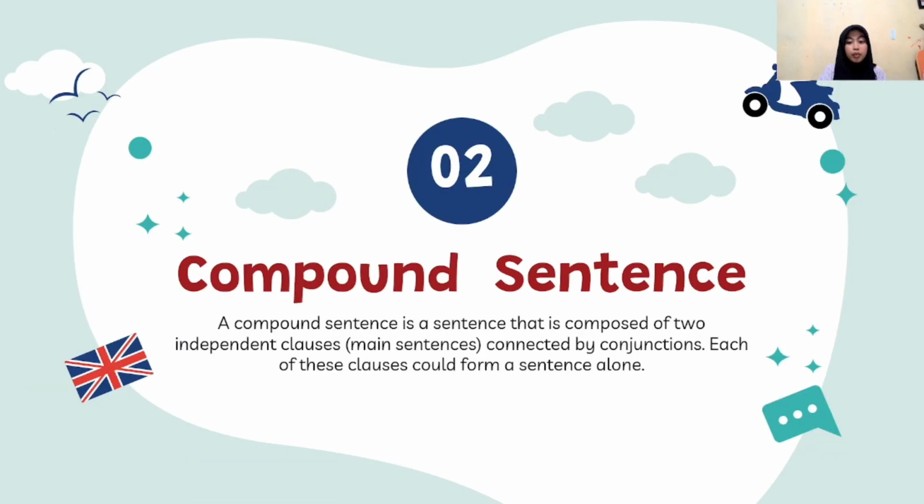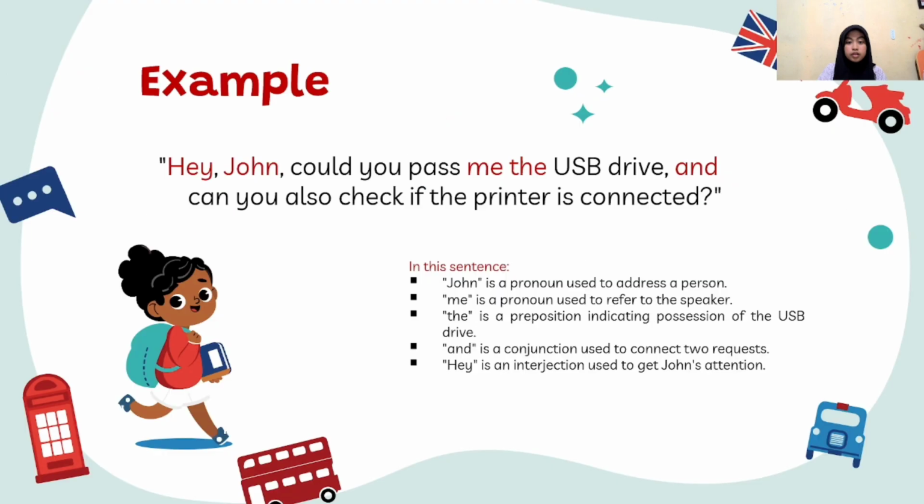The second is compound sentence. A compound sentence is a sentence that is composed of two independent clauses connected by conjunctions. Each of these clauses could form a sentence alone. Example: hey John, could you pass me the USB drive? And can you also check if the printer is connected?